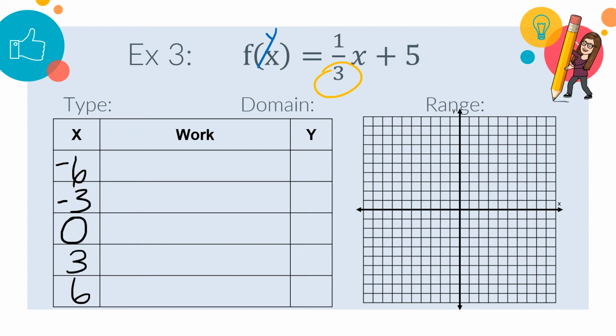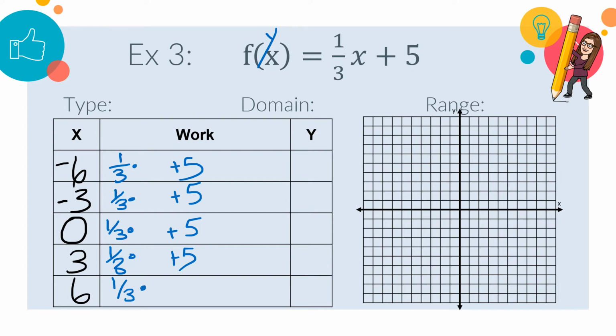Now, do you have to do that? No. Will it make your life way easier? Yes. All right, let's set up our equations. I have 1/3 times x plus 5. 1/3 times x plus 5. I like to do it this way. You can write it all in one shot if you're more confident. I like the repetition piece.